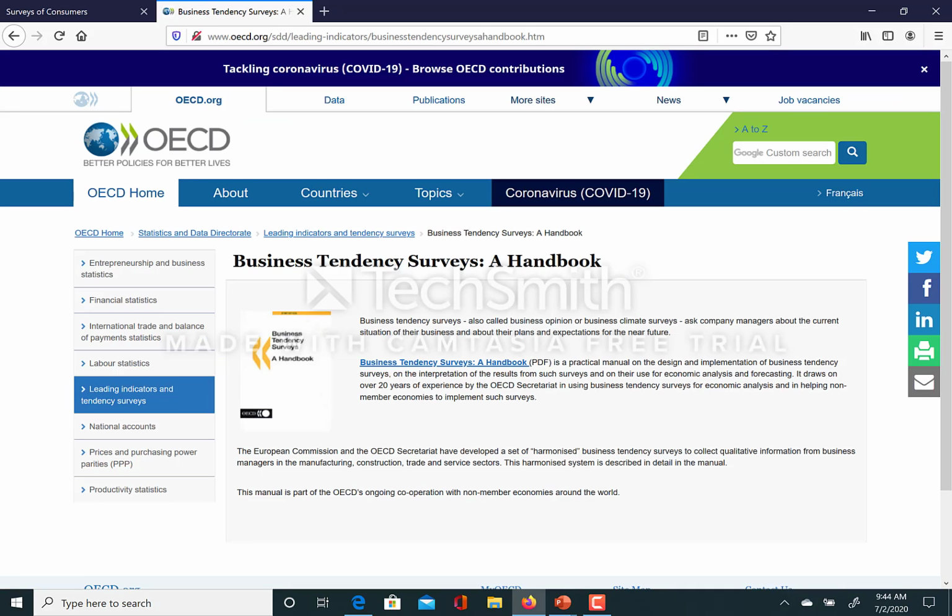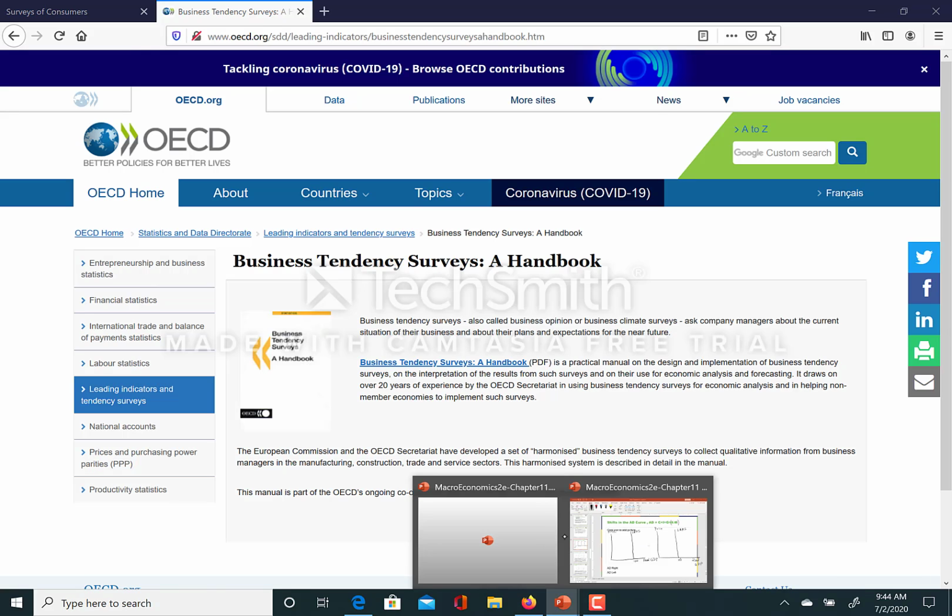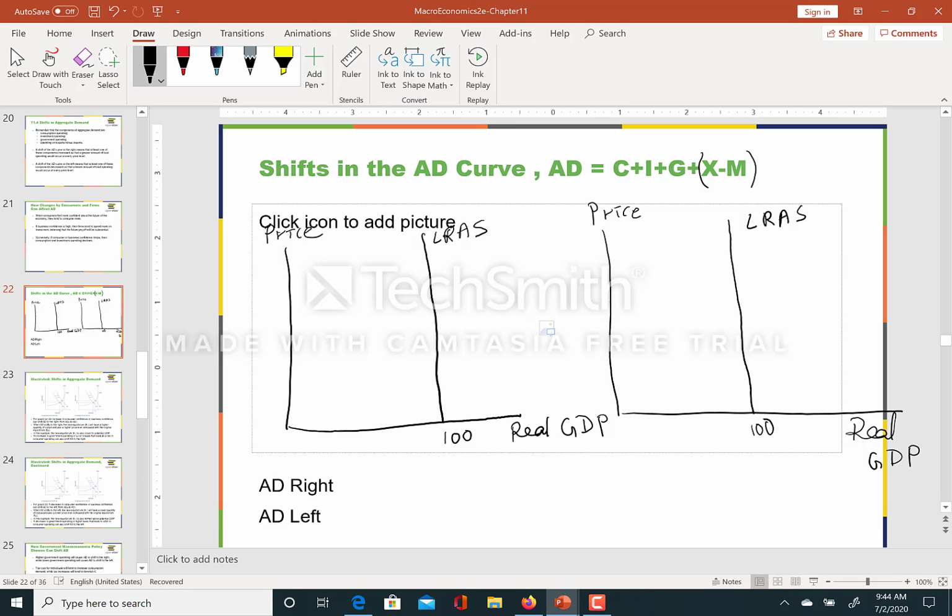Also, if you look at the Business Tendencies Survey, the Organization for Economic Cooperation and Development collects business opinion survey data for 21 countries on future selling prices, employment, and other business conditions. This goes down during a recession and goes back up during an expansion. So when any of this confidence increases, the aggregate demand curve will shift to the right.